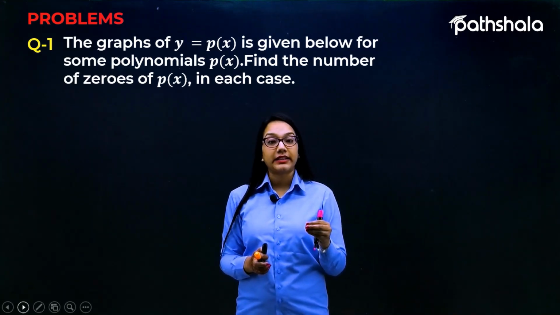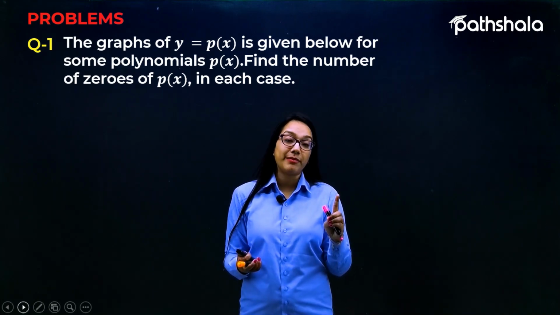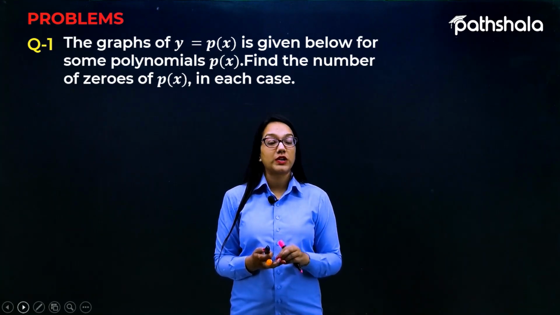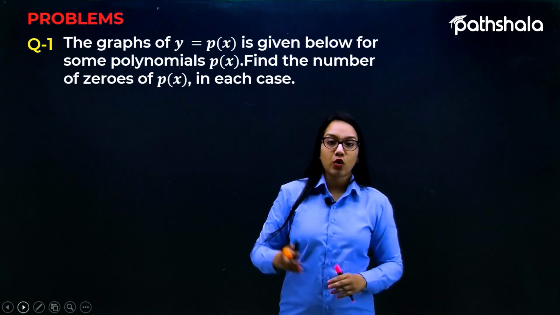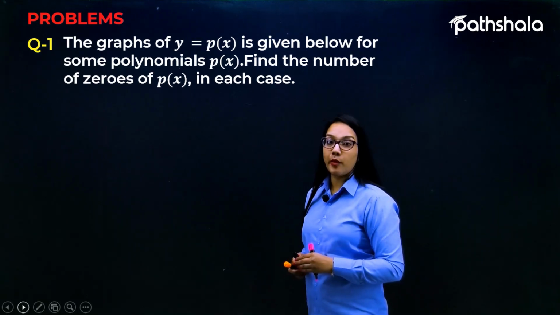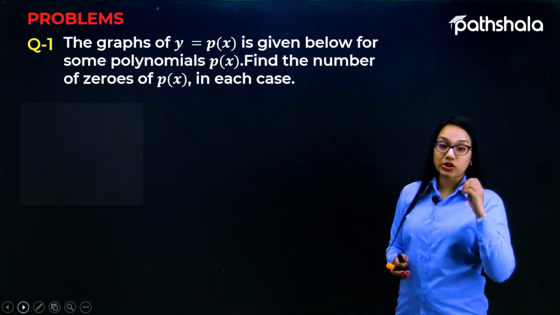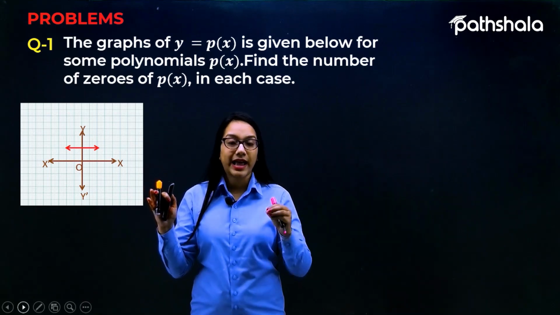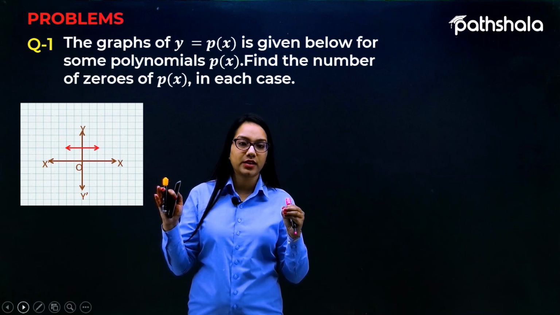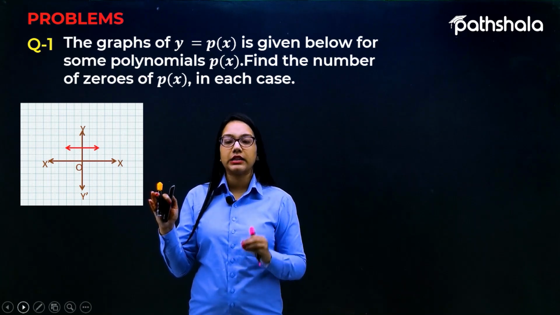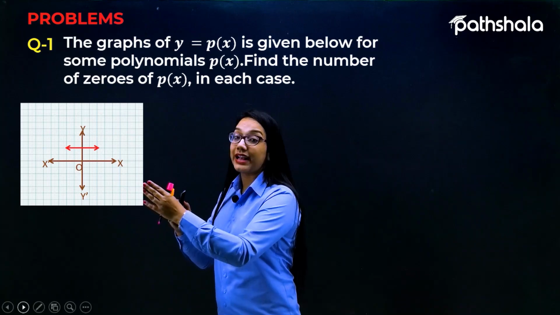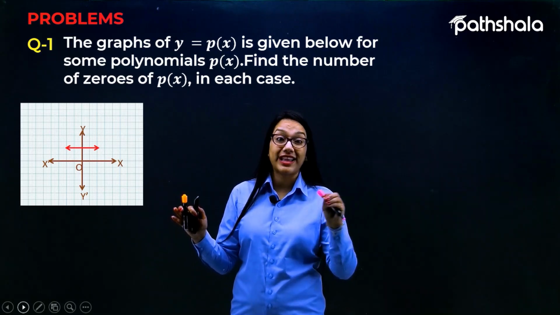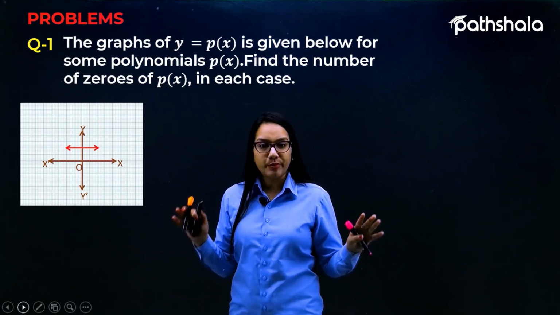If it is intersecting the x-axis at 1 point, it definitely means that there is 1 zero for it. If it intersects the x-axis at 2 points, then the number of zeros is 2, and so on. So y is equal to p of x means a polynomial in the variable x. Now let's talk about the very first graph. As we can see in the very first graph, this red line is the graph of the polynomial y is equal to p of x, and this graph is not intersecting the x-axis at any point. Hence the number of zeros over here is 0, or we can say there are no zeros for this particular polynomial.